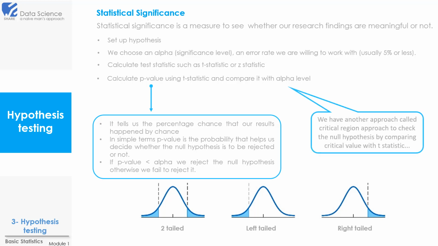Now we have another approach to test our null hypothesis, that is called as critical region approach. In this approach, we find the critical value using alpha and then compare it with the T statistic. Now I'm not going into more details of it. It's a pretty simple method and one can Google it as needed. But p-value approach that we are going to use is a widely used method, so we'll stick with it only. So now let's see what are these one-tailed and two-tailed tests, and how do we use p-values to reject the null hypothesis in these tests.